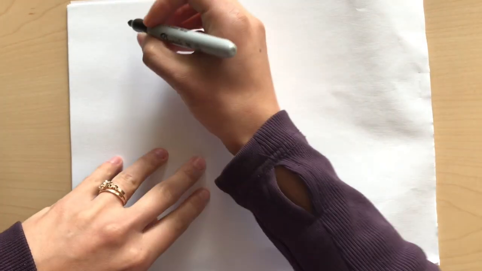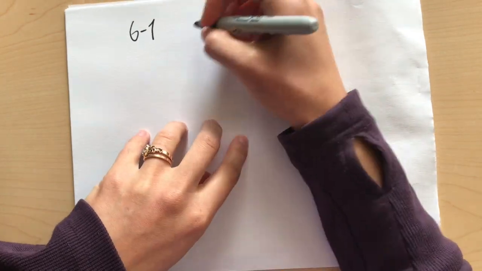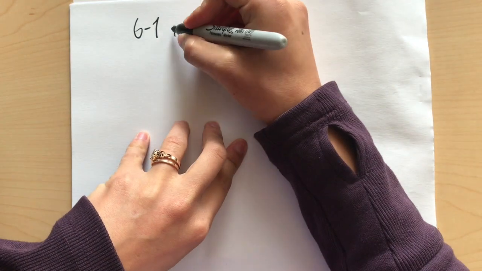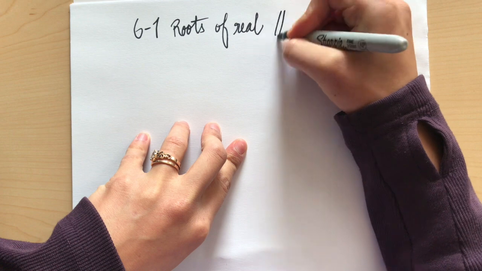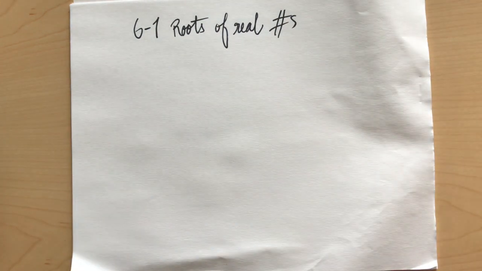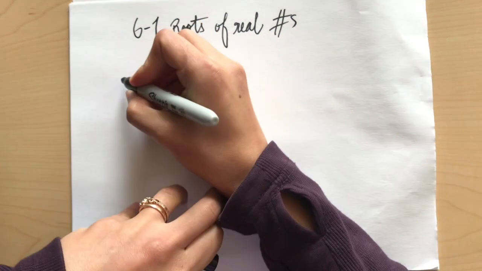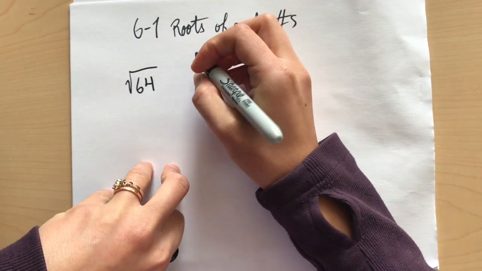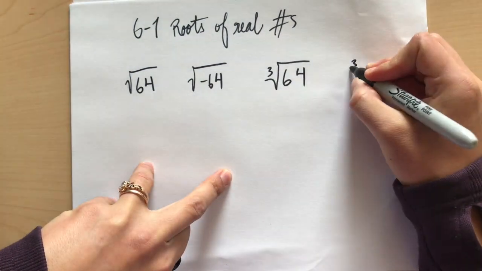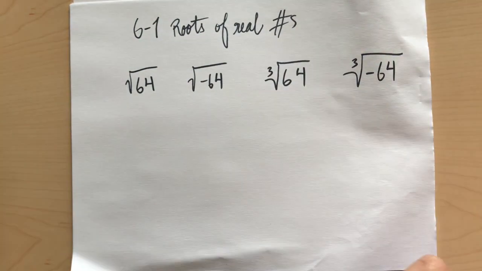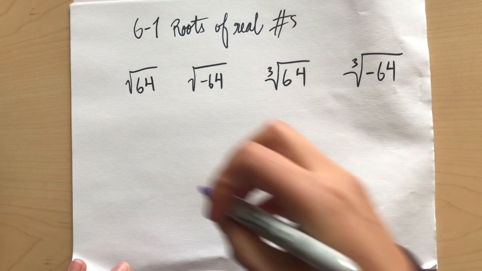Anyway, so we're going to talk about the next chapter now. This is where square roots and cubic roots and fourth roots come in. We're going to talk about roots of real numbers for this particular section. Later we'll talk about imaginary numbers. I know, weird that they're imaginary numbers and real numbers, but today we're just talking about real numbers. So we're going to solve each of these: square root of 64, square root of negative 64, etc.